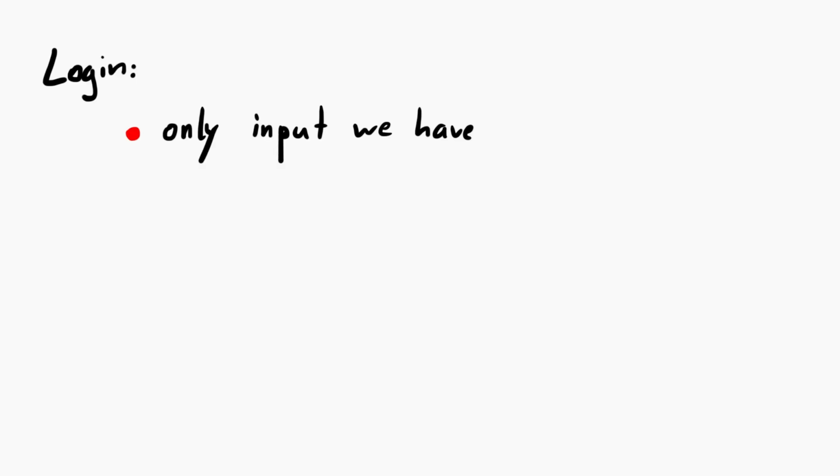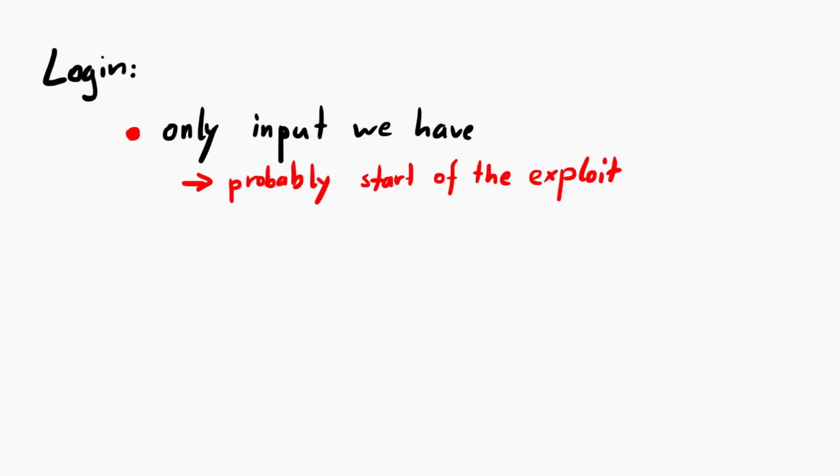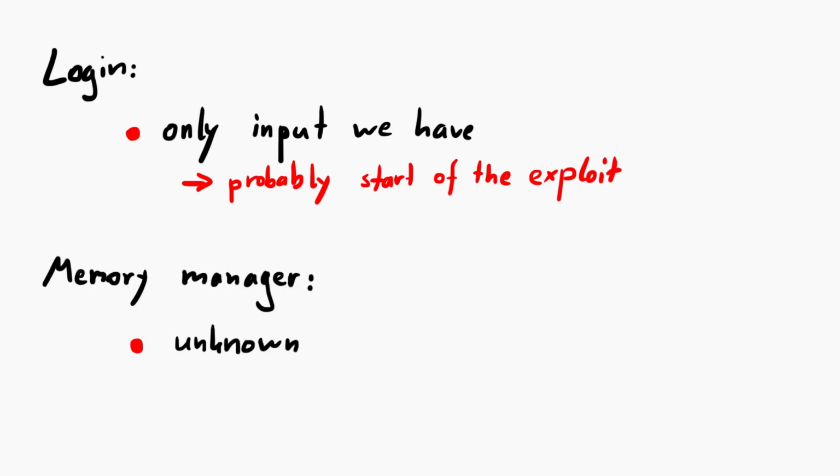So, in our mental model, we can take note that the login name seems to be our only input we have. So, whatever our attack will be, it's very likely that it will at least start with some login input. The memory management seems odd for now, but probably might be important information. Why else would it be there?